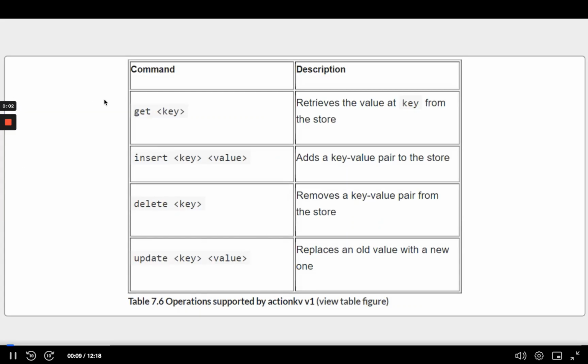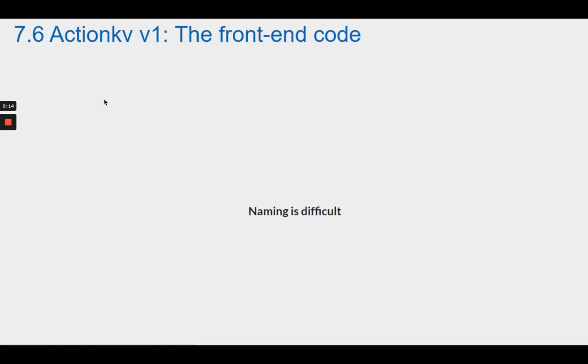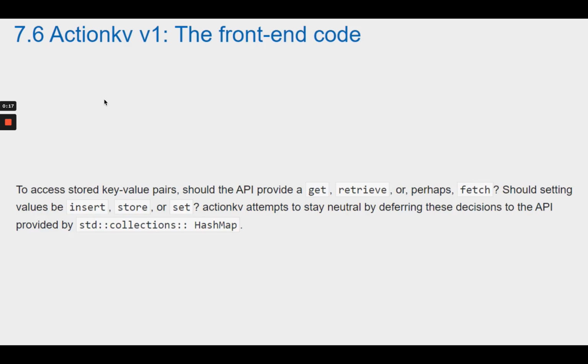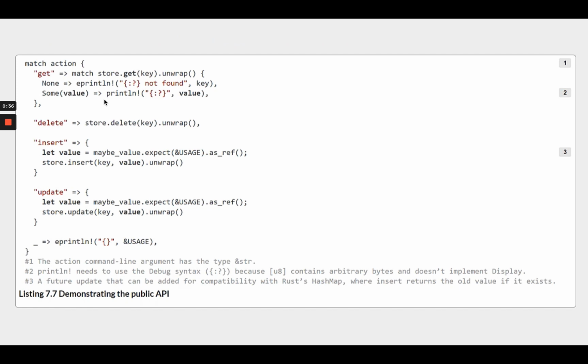The public API of ActionKV is comprised of 4 operations: get, delete, insert, and update. Table 7.6 describes these operations. Naming is difficult. To access stored key-value pairs, should the API provide a get, retrieve, or perhaps fetch? Should setting values be insert, store, or set? ActionKV attempts to stay neutral by deferring these decisions to the API provided by std::collections::HashMap.